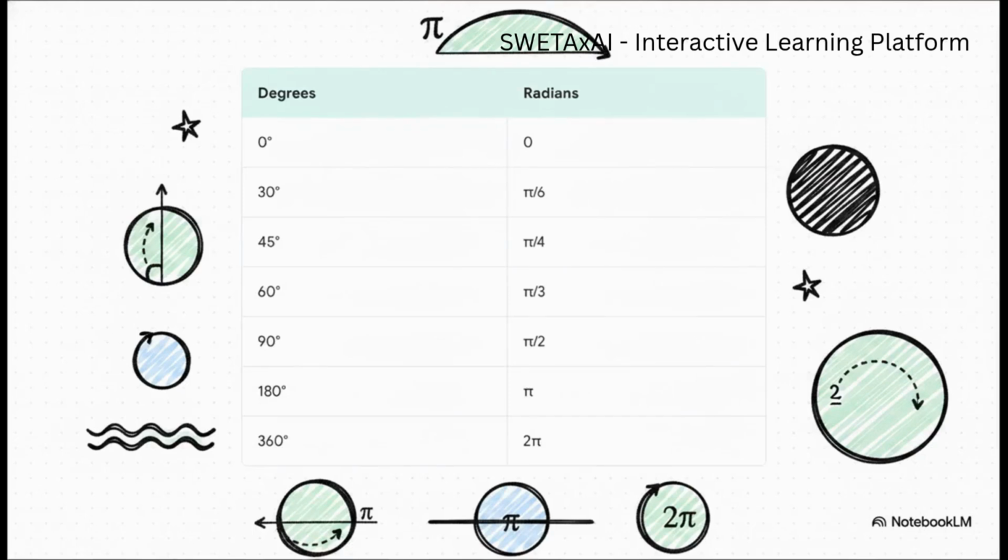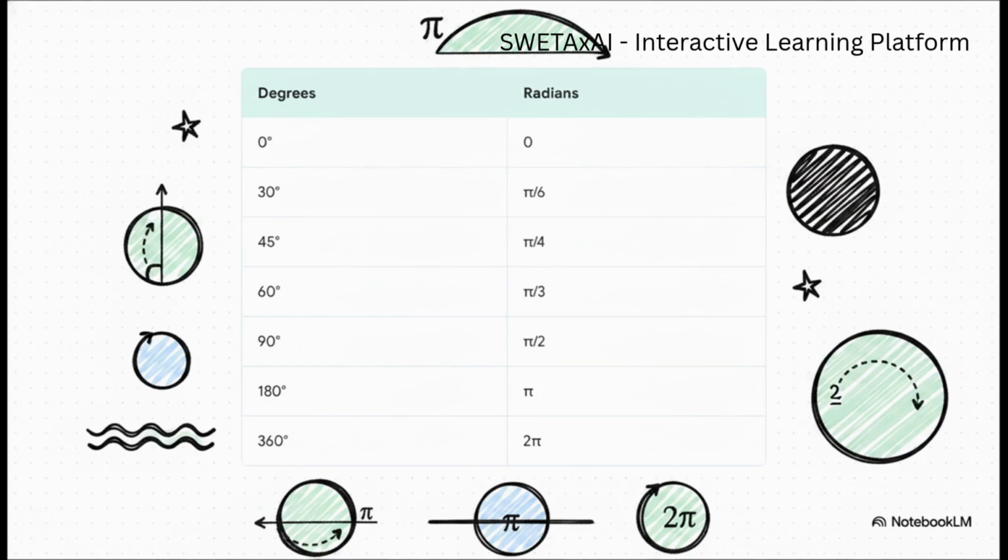Converting your mindset really just requires memorizing a few key milestones. For instance, half a circle isn't just 180 degrees anymore, it's exactly pi radians. 90 degrees? That's pi over 2. A full circle is 2 pi. Committing these specific benchmarks to memory will drastically speed up your problem solving.